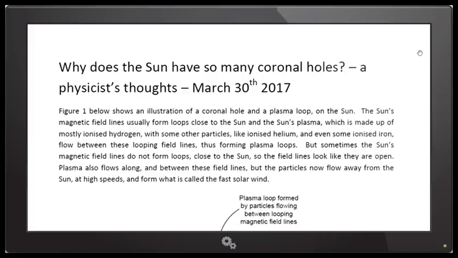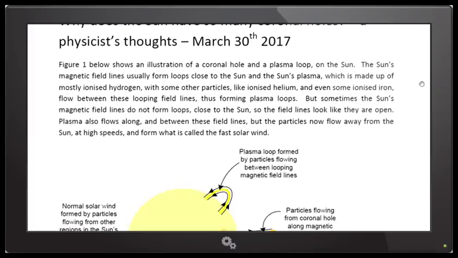The title of the report is, "Why Does the Sun Have So Many Coronal Holes? A Physicist's Thoughts," March 30th, 2017. Now it states, figure 1 below shows an illustration of a coronal hole and a plasma loop on the sun. The sun's magnetic field lines usually form loops close to the sun, and the sun's plasma, which is made up of mostly ionized hydrogen with some other particles like ionized helium and even some ionized iron, flow between these looping field lines, thus forming plasma loops.